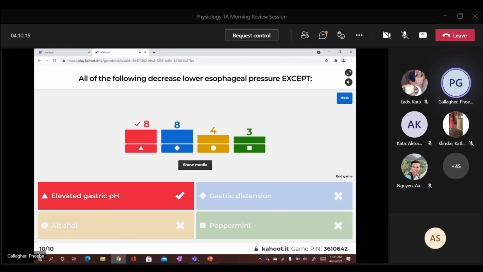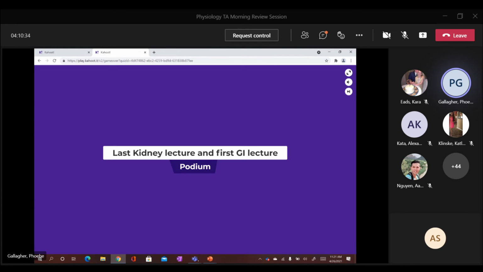Okay, so we're looking for all the stuff that decreases lower esophageal pressure, meaning you are more likely to have acid reflux. So gastric distension after a meal is going to cause that. Peppermint and alcohol are both going to cause that. Elevated gastric pH, that's like taking an antacid. So an antacid is actually going to increase lower esophageal pressure.